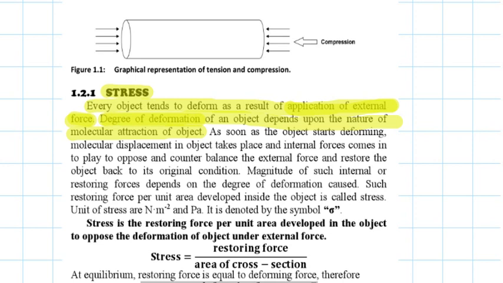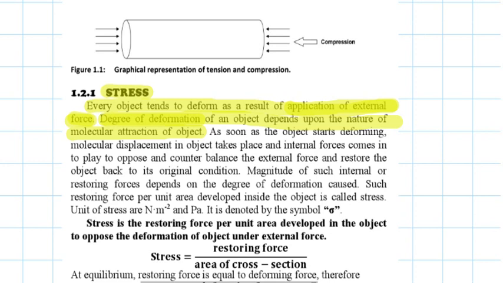If the molecules or the atoms of the object are loosely bound with each other, at that time what will happen, the material will get deformed up to a large extent. And if the atoms or the molecules of the object are tightly bound with each other, at that time the degree of deformation will be less.